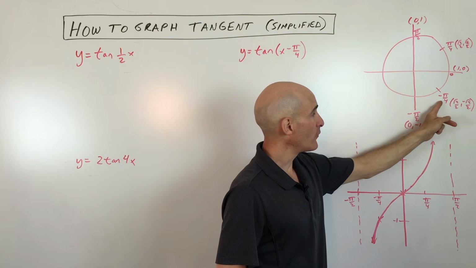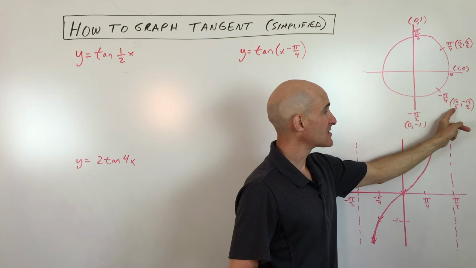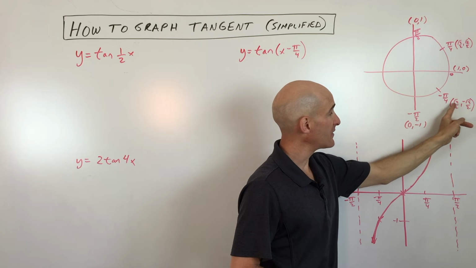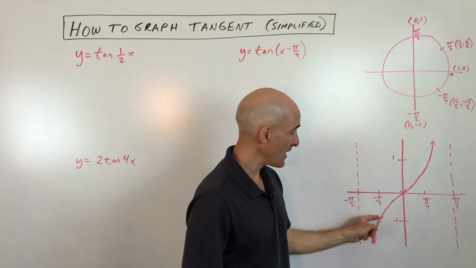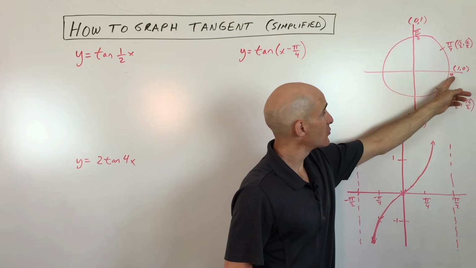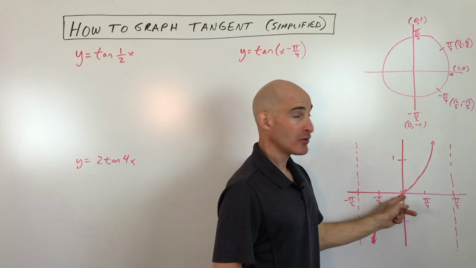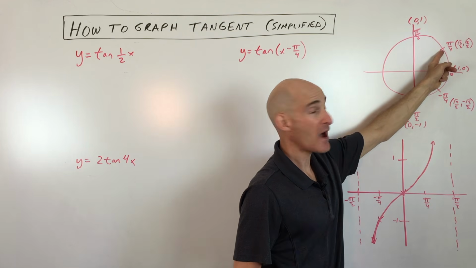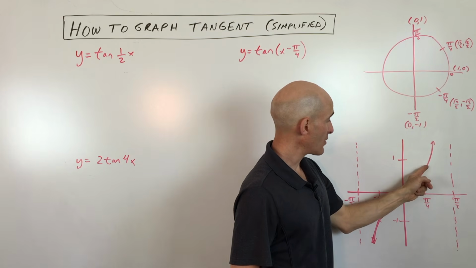At negative pi over 4, again, tangent's the y value divided by the x value. Anything divided by itself is 1, but a negative divided by a positive gives us negative 1. So you can see we're down here at negative 1. And then at 0 degrees, 0 divided by 1 is 0. Okay, and then at 45 or pi over 4, the y divided by the x is 1. So you can see we're right here at 1.